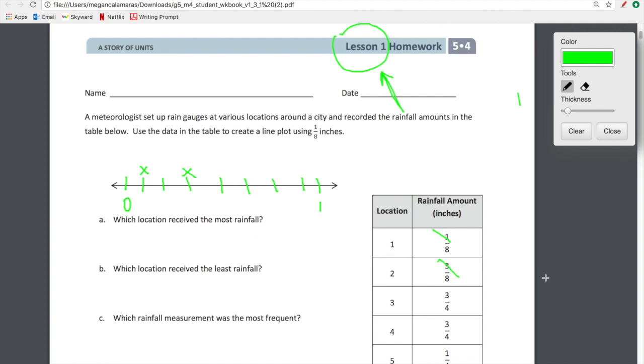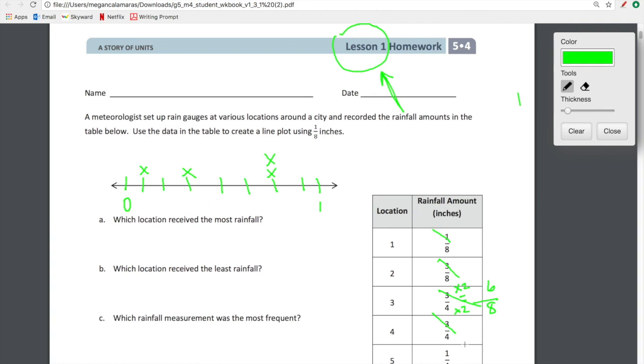3/4 is equal to how many eighths? Well, 4 times 2 is 8. 3 times 2 is 6, so 3/4 is equal to 6/8. 1, 2, 3, 4, 5, 6. We actually have 2 X's on top of 6/8.